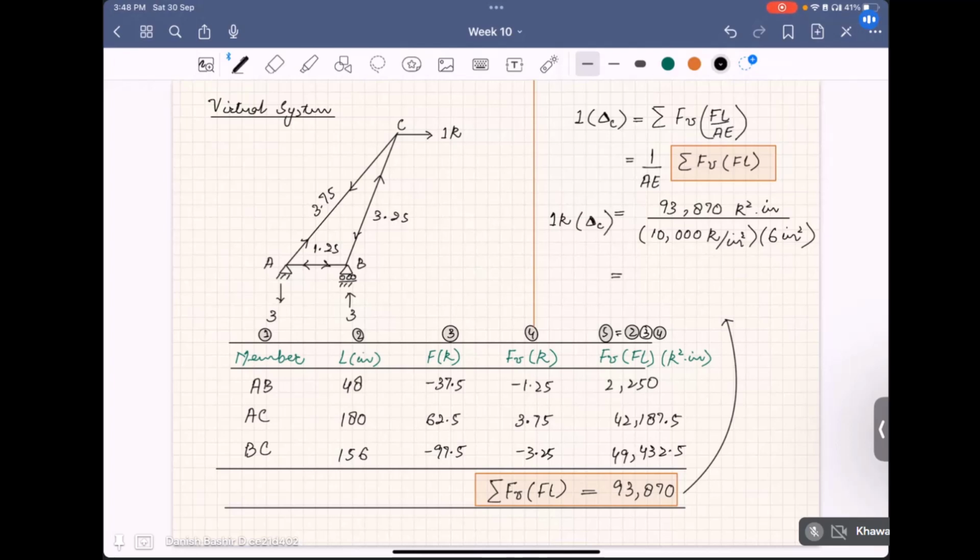If you see, everything is consistent so far. If we consider the units, inch square will cancel, kilo and square will cancel, kilopound will cancel, then delta C will come out to be in inches only, and it comes out to be 1.56 inch. Since it is positive, our assumed direction is correct. Delta C comes out to be 1.56 inches in the right direction. Hope this method was clear to you. This is the final computation of our deflection at point C.